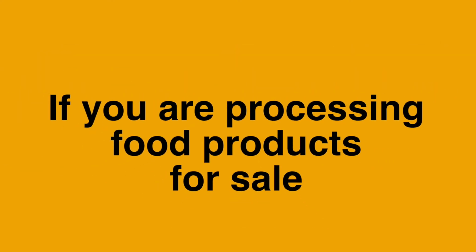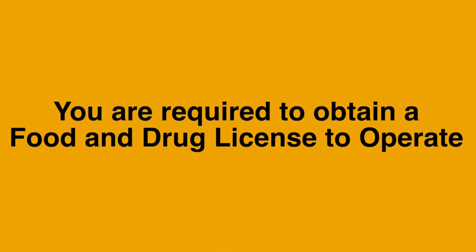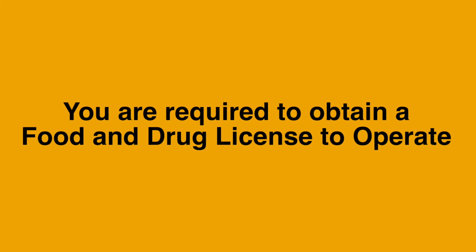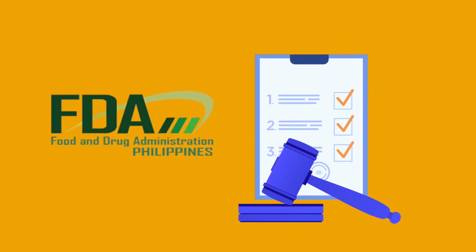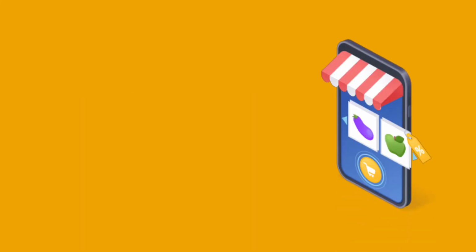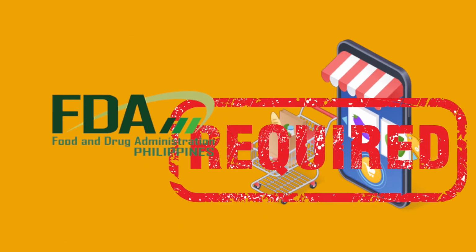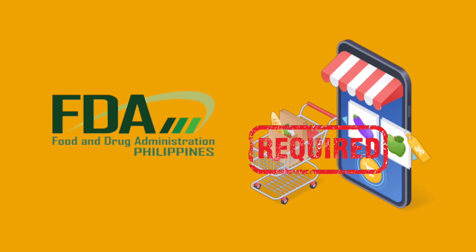If you are processing food products for sale, you are required to obtain a Food and Drug License to operate. Why is this important? It is mandated by the law for all food processors to have a license to operate from FDA before they sell their products in the market. And institutional buyers like groceries and supermarkets require FDA LTO as well.